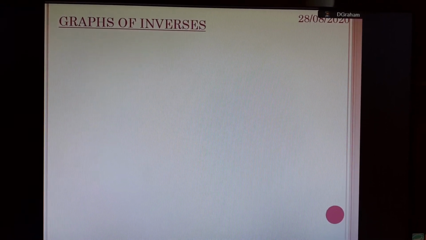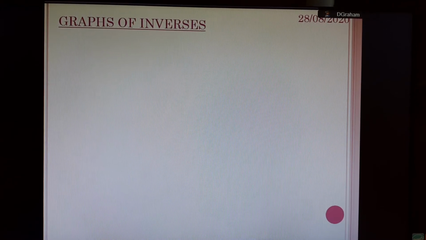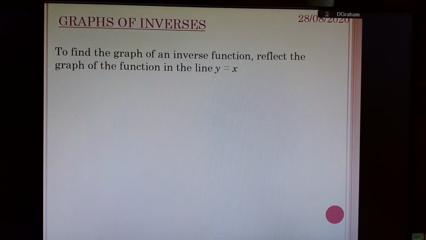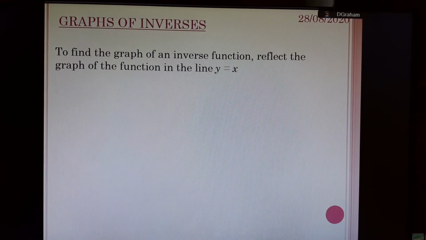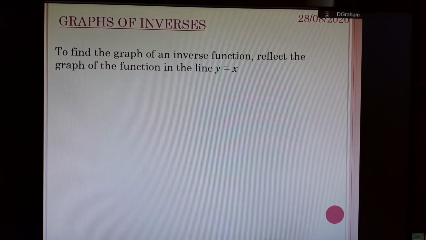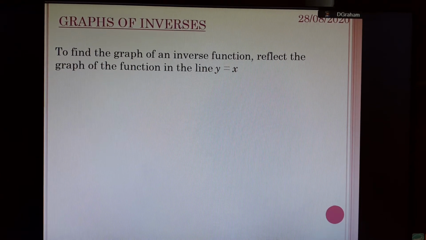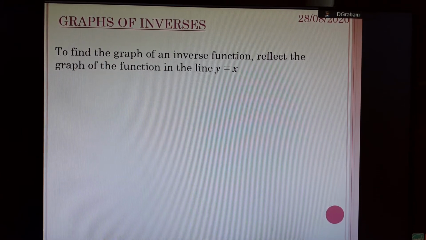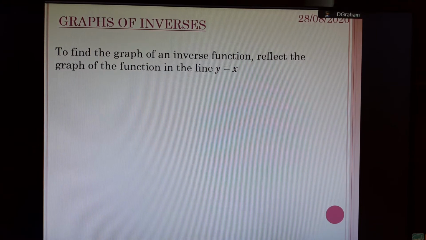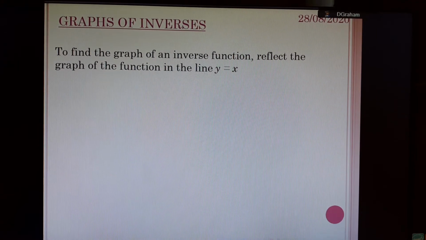Good morning. Well, today we're going to look at the graph of the inverse function. Now to find the graph of an inverse function, you reflect the graph of the function in the line y equals x. Now the line y equals x on a coordinate axis is a line where every y number is the same as the x number.